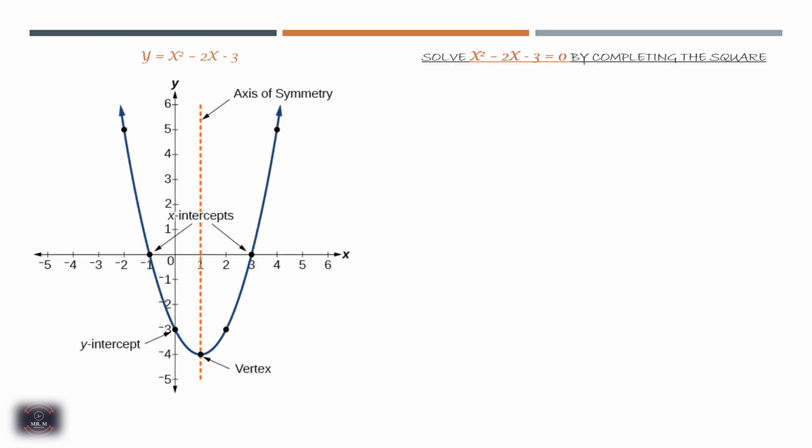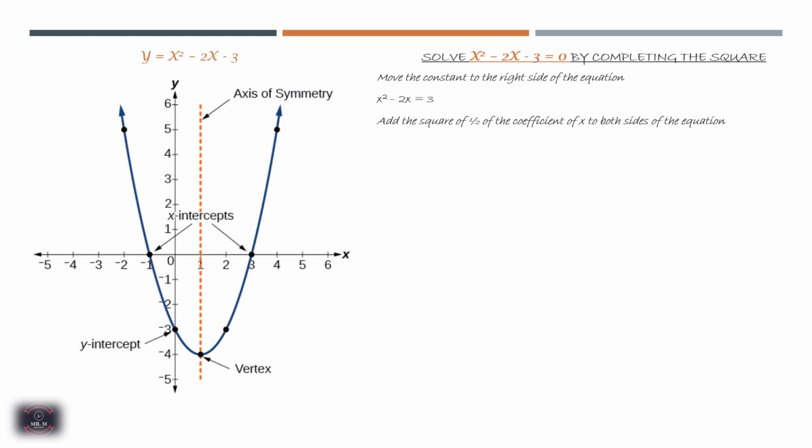Now, apply these steps to solve x squared minus 2x minus 3 equal to 0. Move the constant term, which is minus 3, to the right side of the equation. When minus 3 is taken to the right side of the equation, its sign changes to the opposite sign, and the equation becomes x squared minus 2x is equal to plus 3.